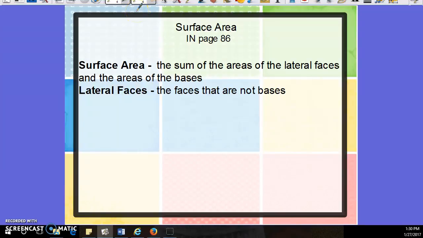So surface area is the sum of the areas of lateral faces and the areas of bases. Lateral faces, those are the faces that are not bases. And if you're looking for the lateral area, that is just the area of the lateral faces put together.